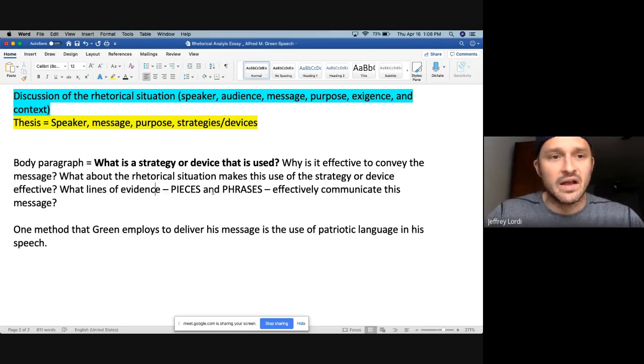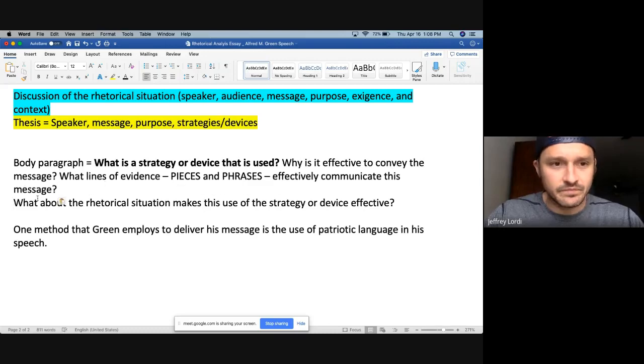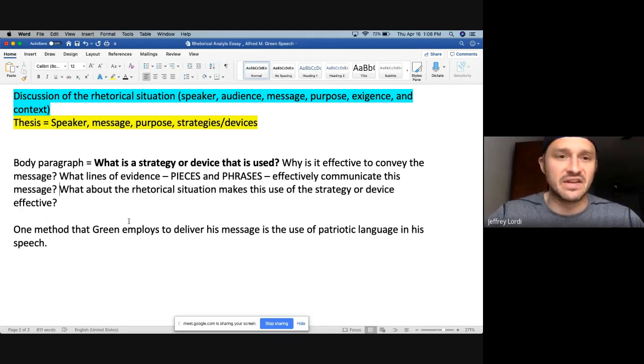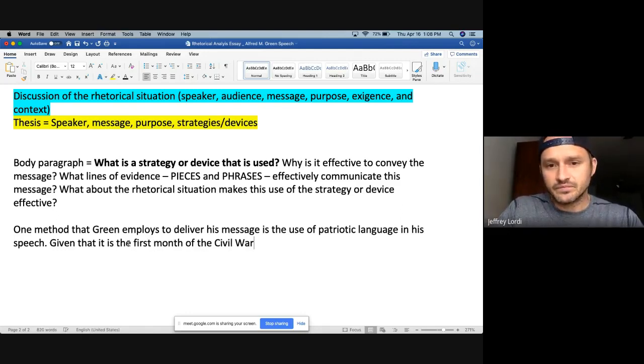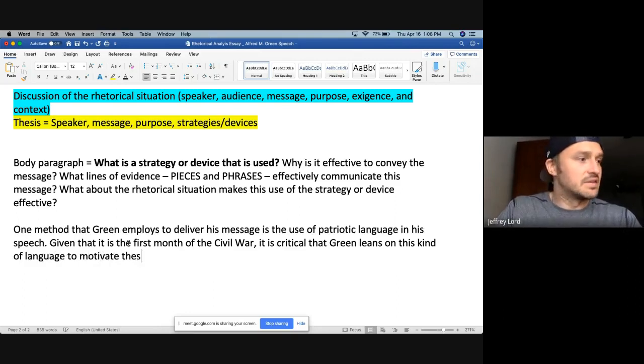Pretty basic, pretty standard. Now I want to think about what are the lines or evidence or phrases that effectively communicate this message? Why is this effective to convey this message? So I want to bring up a little bit of the background to this. Given that it is the first month of the Civil War, it is critical that Green leans on this kind of language to motivate these men to join.